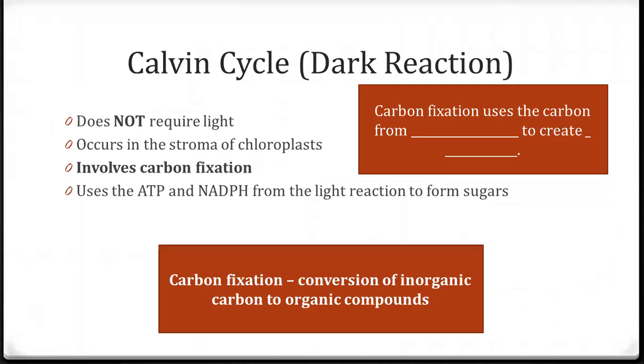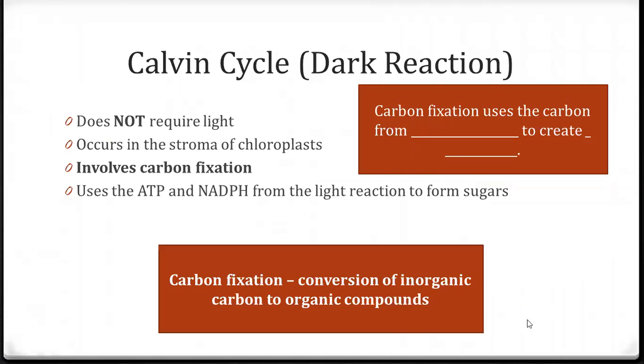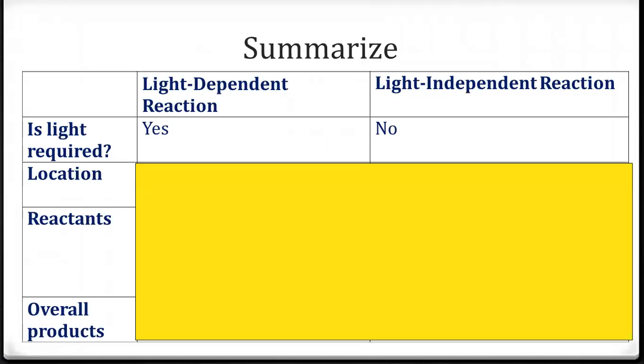The Calvin cycle is the dark reaction, so the light independent reaction. This does not require light. It occurs in the stroma, so like the regions outside those pancake stacks, and involves carbon fixation. Carbon fixation is the conversion of inorganic carbon dioxide to organic compounds. So it uses the carbon from carbon dioxide to create sugar or glucose. It also uses the ATP and NADPH that was produced in this part of the reaction to form the sugars.